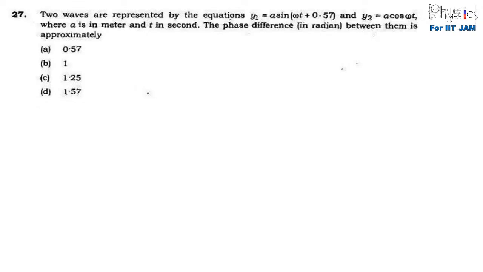So here is our next question. Two waves are represented by the equations y1 equal a sine omega t plus 0.57 and y2 equal a cos omega t, where a is in meter and t in second. The phase difference in radian between them is approximately: option A 0.57, option B 1, option C 1.25, option D 1.57. Okay, so tell me which is the correct option here.